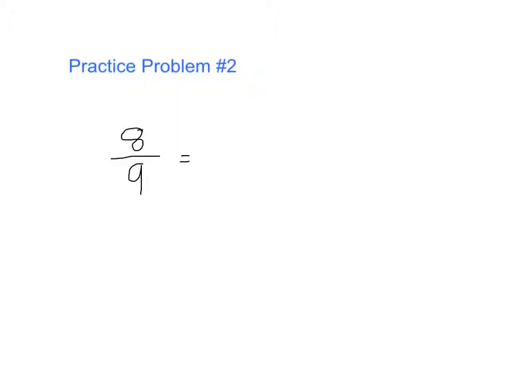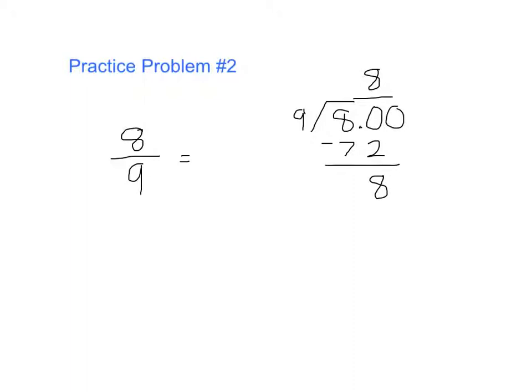Practice problem number 2. This time I'm forced to use division. Feel free to pause. To solve this question, I'm going to be doing 8 divided by 9. 9 doesn't go into 8, but it does go into 80. 9 times 8 is 72. 80 subtract 72 is 8. Going to add a 0, bring my 0 down. 9 goes into 80 8 times. 9 times 8 is 72.